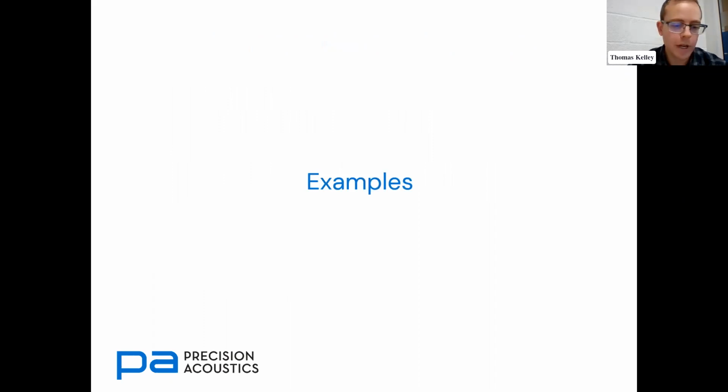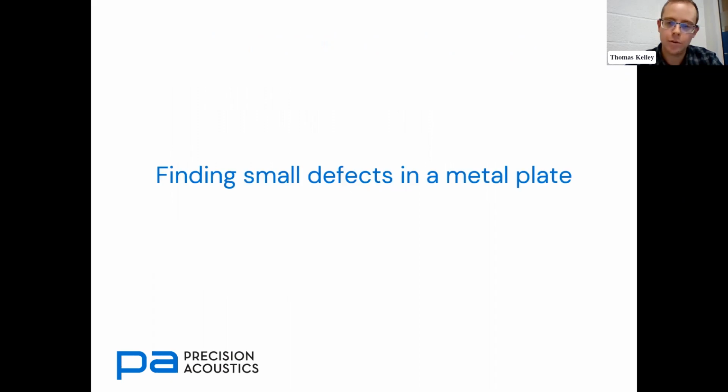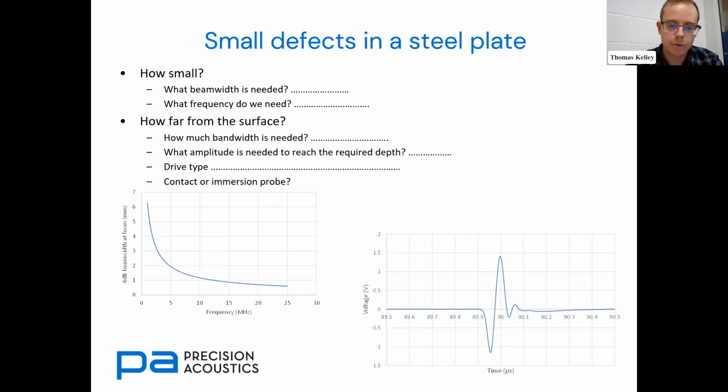All right, so we're going to end up finishing the presentation with a couple of examples of the design thought process. So we're going to take one from an industrial setting, looking at some small defects in a metal plate. So the first thing we would probably do is look to define the problem that we're trying to solve. So the first questions we may want to ask ourselves when thinking about transducer design are maybe how small are these defects? Where are they located?